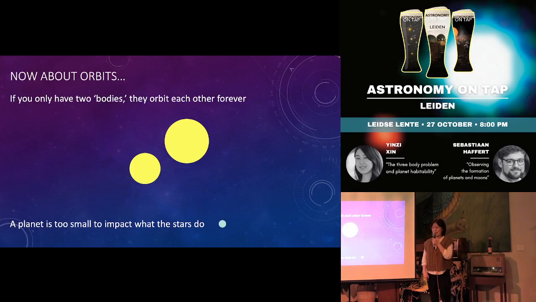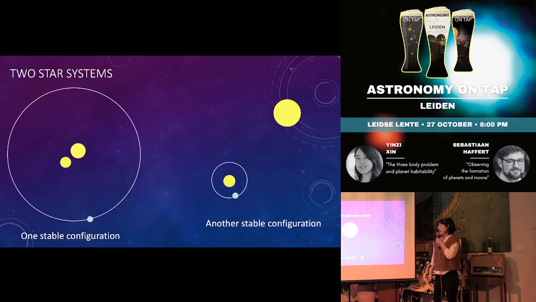Okay, so now we're going to talk a little bit about orbits. If you just have 2 bodies of mass, they'll pretty much just orbit each other forever. It's a very stable configuration. If you toss a planet into that system with 2 stars in it, it's not really going to change what the stars are doing, because the mass is so tiny relative to the stars that it doesn't really perturb them very much. And so there are certain stable configurations. You could have a planet going around both of the stars, for example, or you could have a planet go around one of the stars and then that whole system go around the second star. These are both pretty stable configurations.